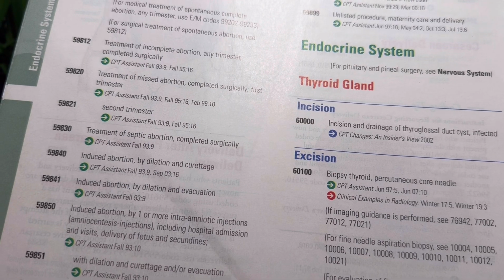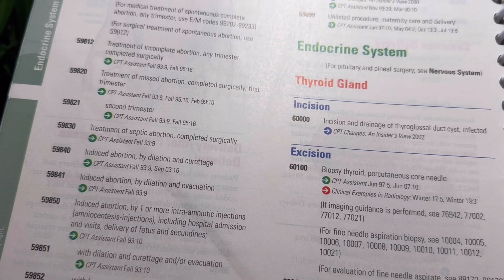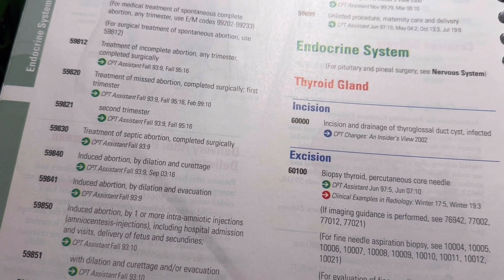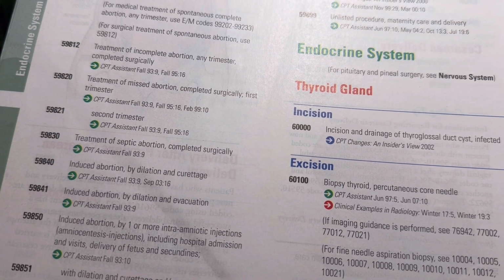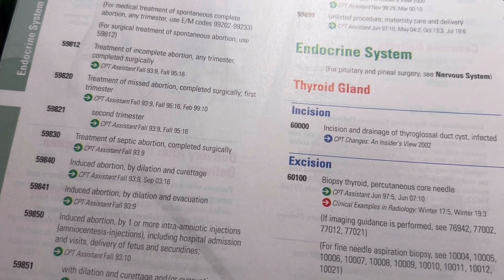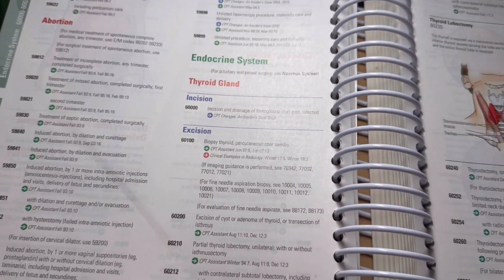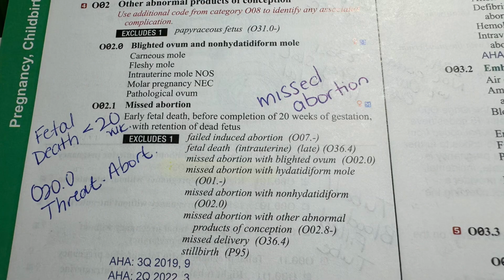But yeah, I believe the missed abortion is 59830. And then the diagnosis for a missed abortion is the O02.1. Okay, I was wrong. It's 59820, treatment of missed abortion completed surgically, first trimester. And then my ICD-10 code is O02.1, missed abortion.